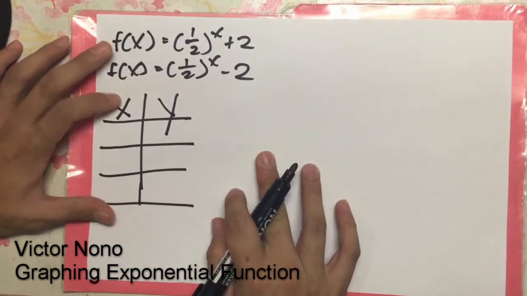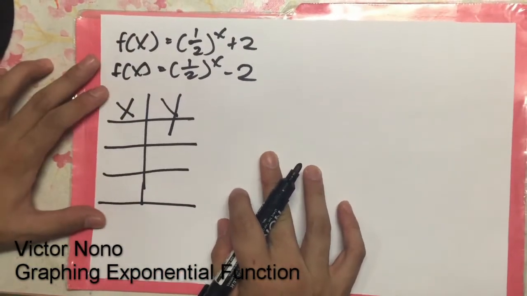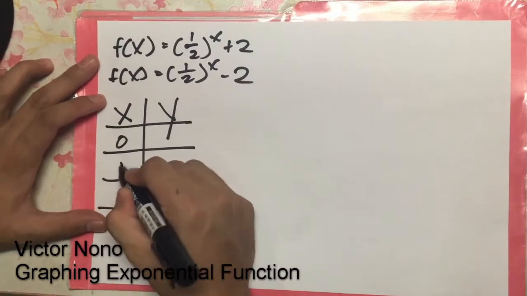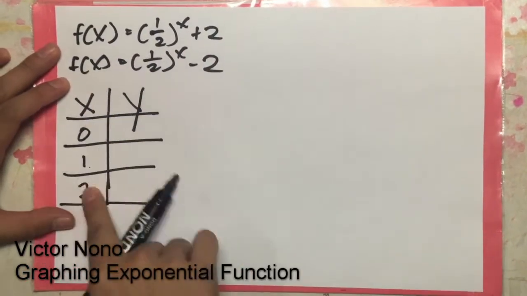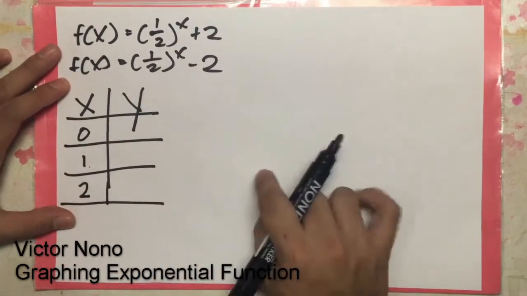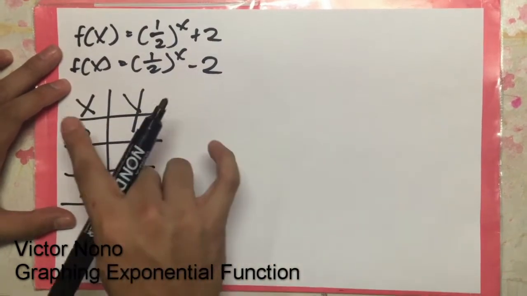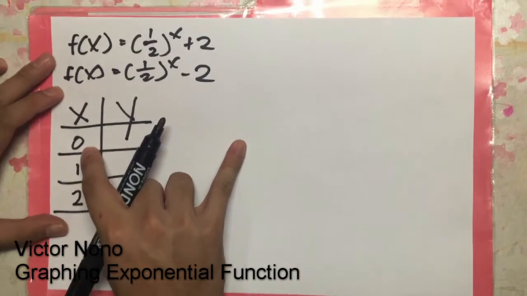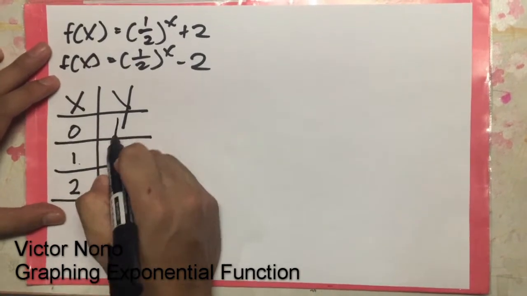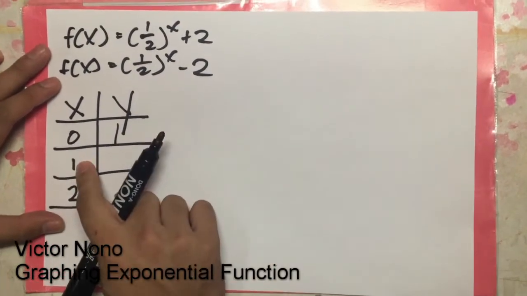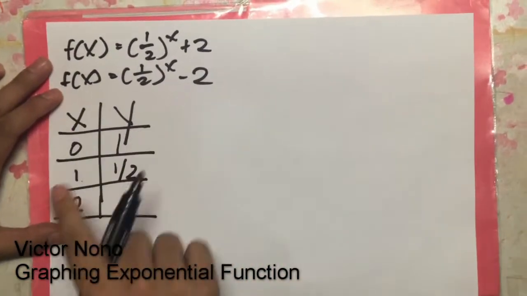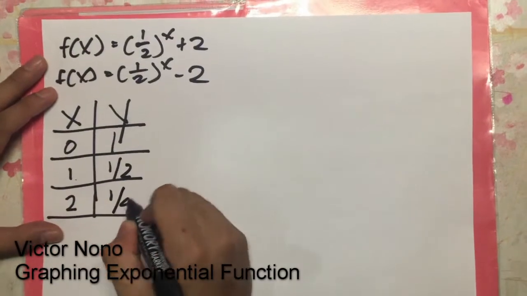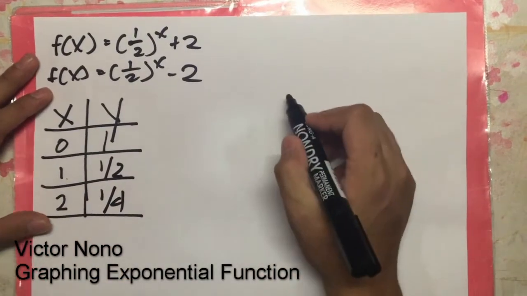So the domain will always be given. For example, I will use 0, 1, and 2. We need to substitute the value of x into our function to get the value of y. If you substitute 0, we will get 1. If you substitute 1, we will get 1/2. If you substitute 2, you will get 1/4. So let's graph.